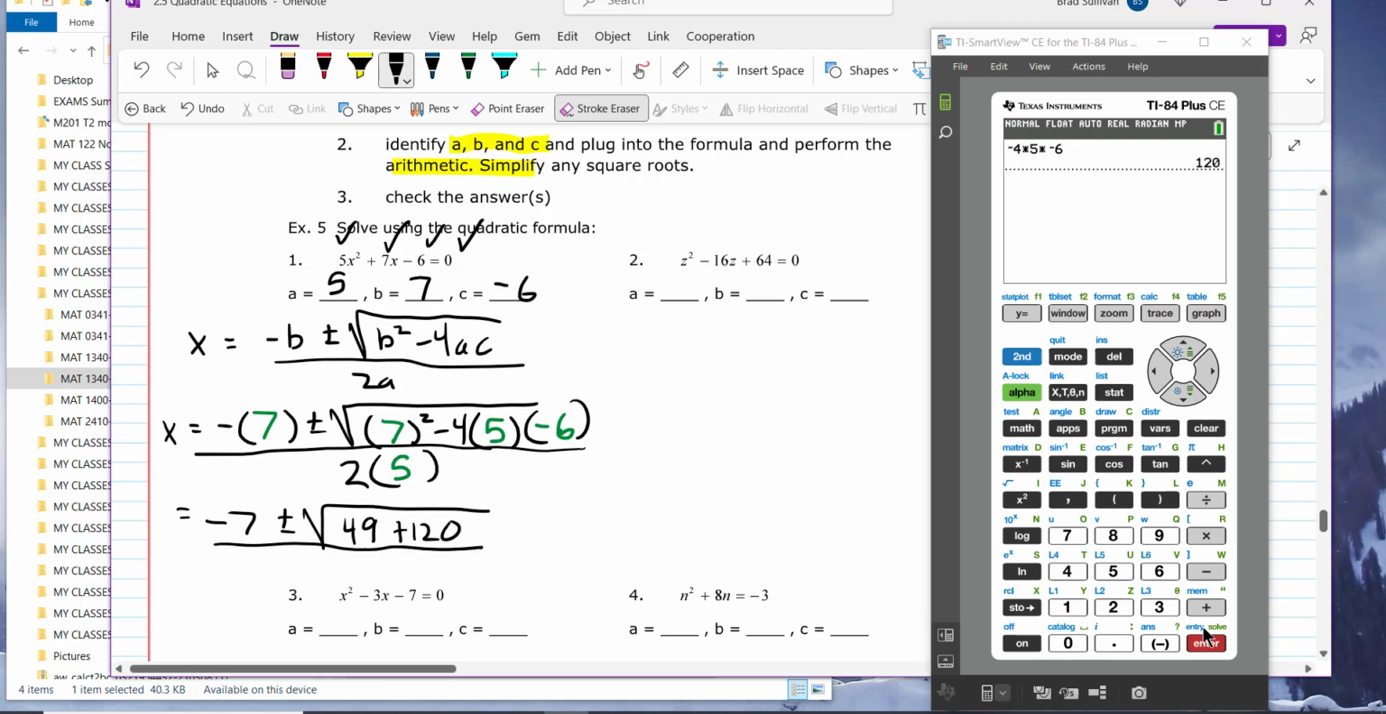Okay, and then do the denominator. 2 times 5 is 10. So you plug the numbers into the quadratic formula, then you start calculating either with the assistance of your calculator or without. Okay, so far so good.